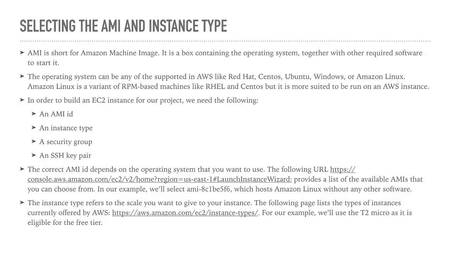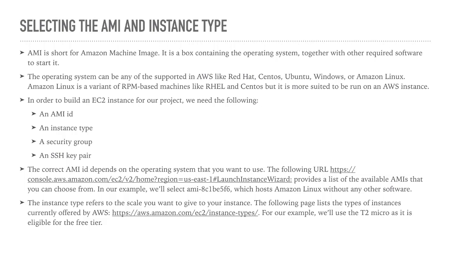So now we have the AMI ID, and we haven't talked about Amazon Linux. Amazon Linux is a variant of RPM-based machines. It works the same like Red Hat Enterprise Linux, CentOS, Fedora, and other RPM-based machines, but it is more suited to be run on an AWS instance, and it is one of the operating systems or one of the AMIs that are eligible for the free tier, so it is an excellent candidate for our demonstration. So if you want to build an EC2 instance for our project, we're going to need the AMI ID, and we have already got that.